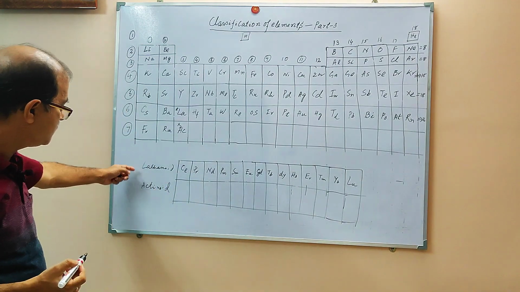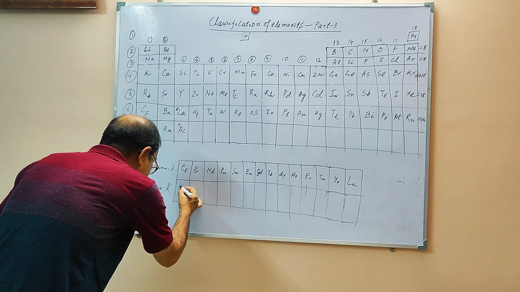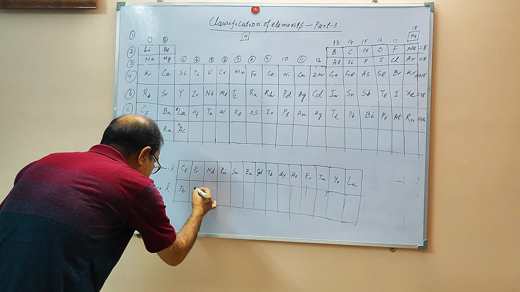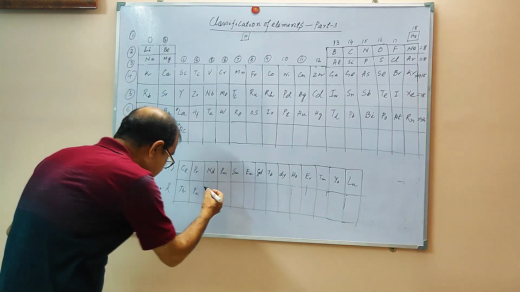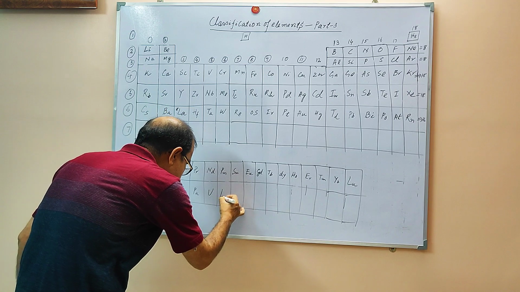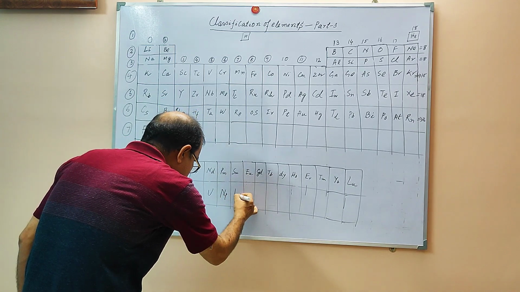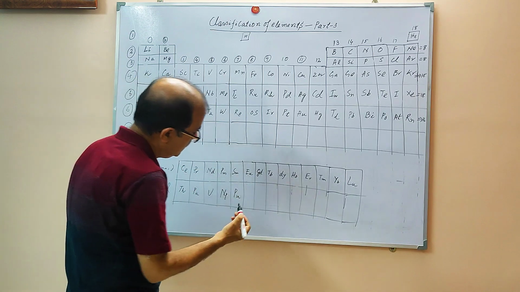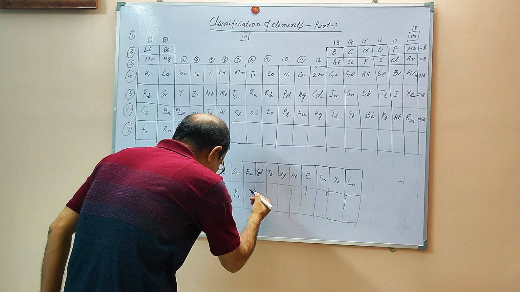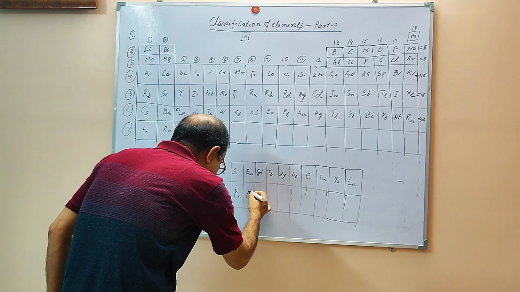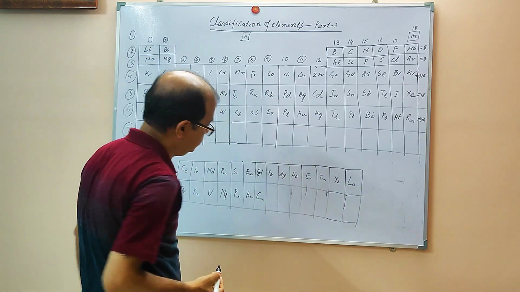Actinoid series, this is lanthanide and this is actinoid. The first element of the actinoid series is thorium, then protactinium, Pa, then uranium, then neptunium, then plutonium, then after the plutonium you have Am, americium, then curium.